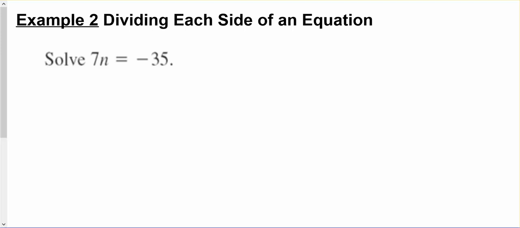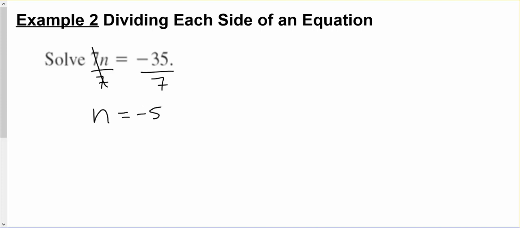Our next example, what's happening to our variable? It's being multiplied by 7. So what's the inverse of multiplying? That would be dividing. So I put a little fraction bar and I say I'm dividing by 7. What I do to one side, I have to do to the other side to keep the scale in balance. 7n divided by 7, well, those 7's simplify to 1, so I've got 1n. And negative 35 divided by 7 makes negative 5.